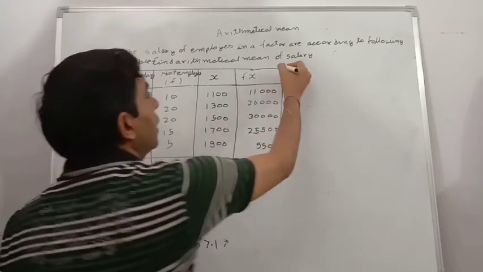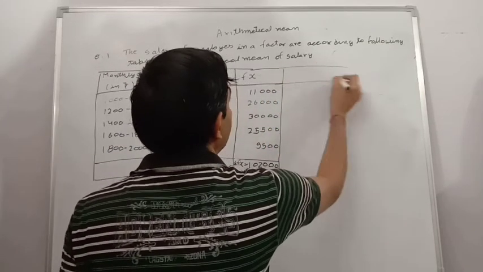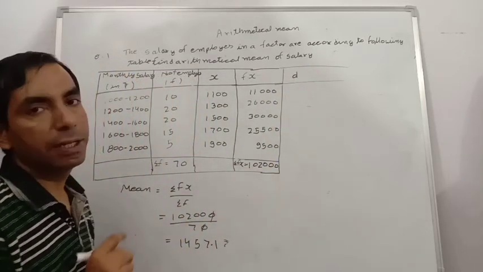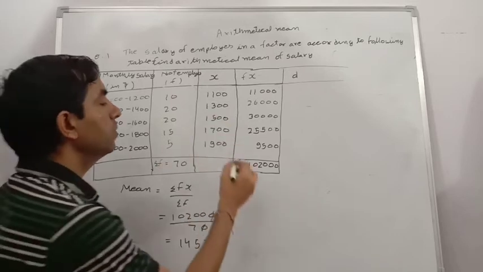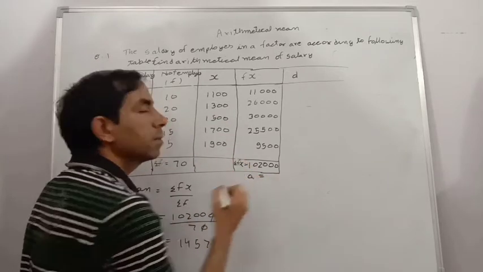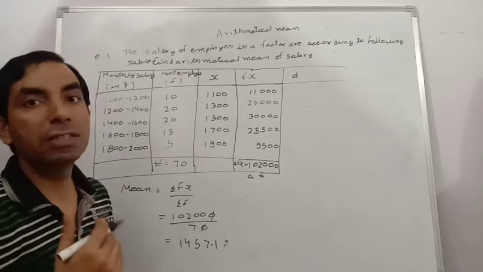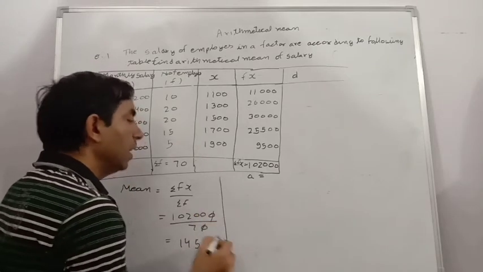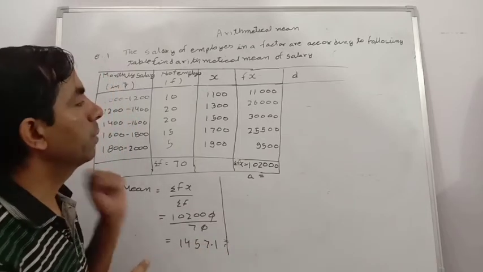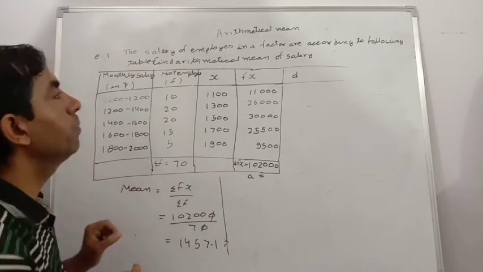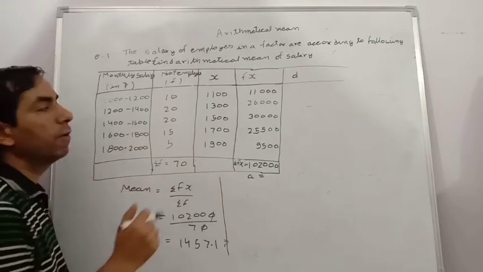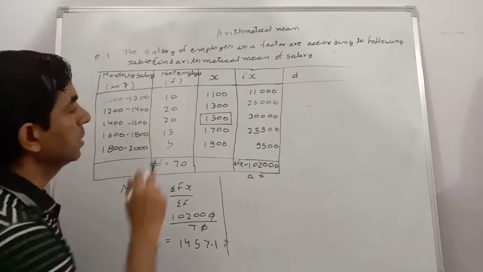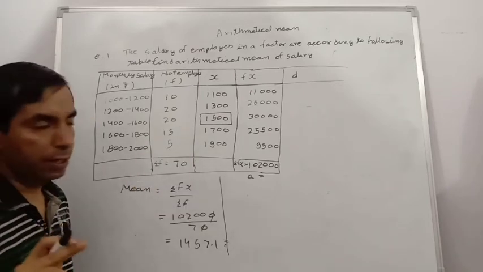In the assumed mean method, first we find D. Always remember that. What is D? First we suppose an assumed mean, which is why it is called the assumed mean method. Generally we take the assumed mean as the middle value of x. Here the middle value is 1,500.